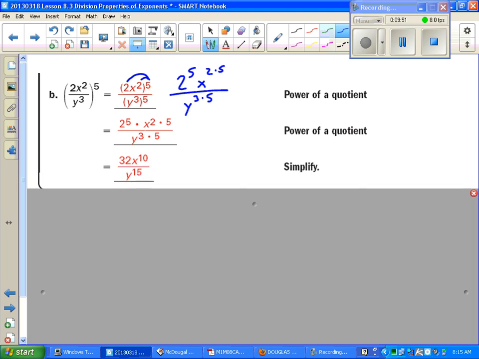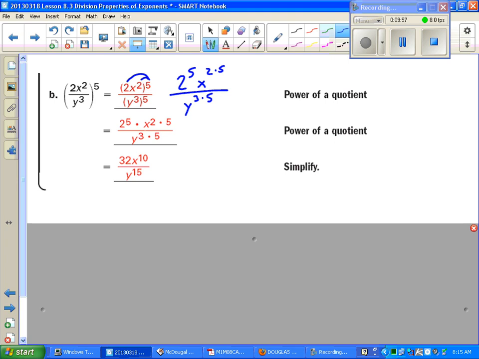2 to the 5th is 32. That means 2 times itself 5 times. X to the 2 times 5 gives you x to the 10th, and y to the 3 times 5 is y to the 15th. There's no more negative exponents, so there's your simplified version.